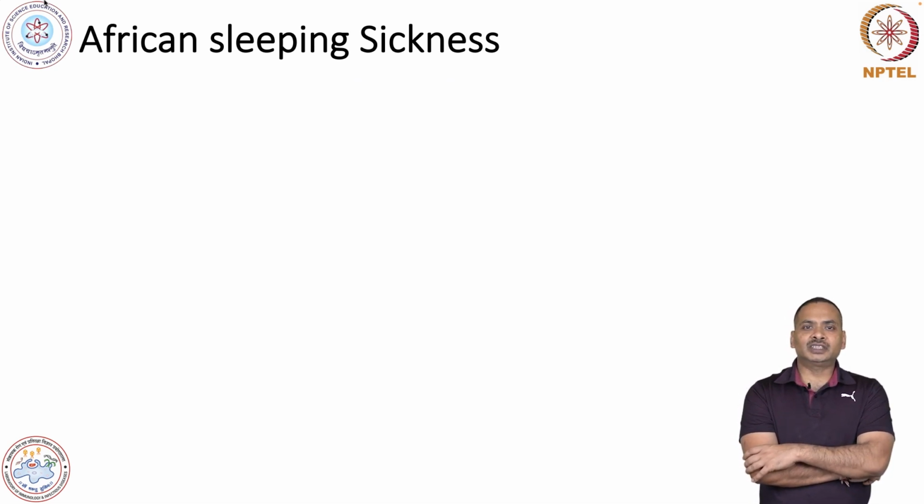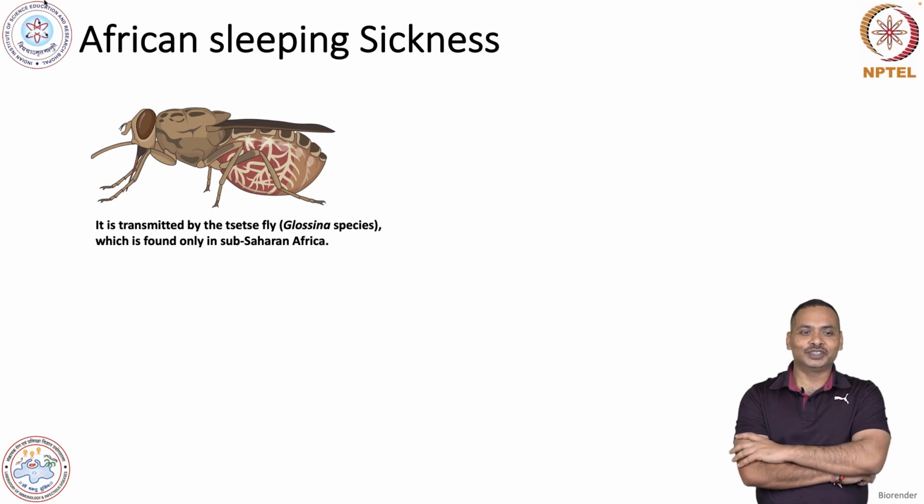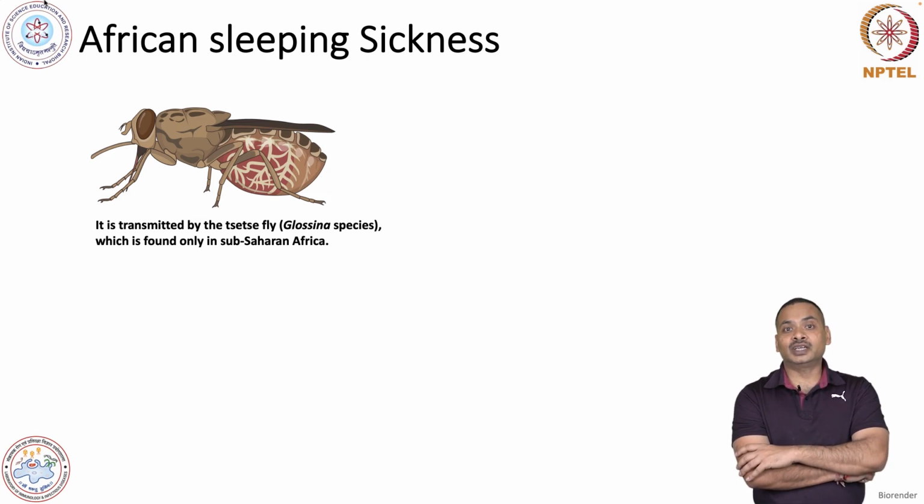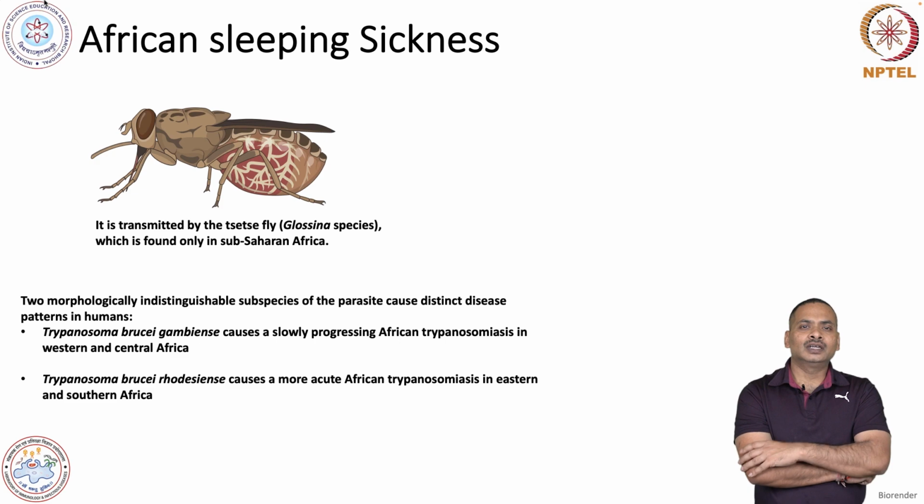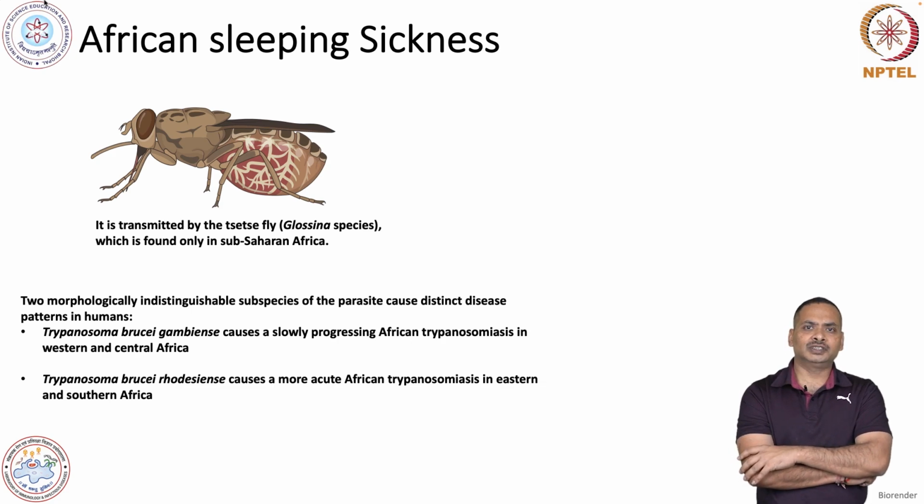So African sleeping sickness is basically transmitted through this arthropod, which we call the tsetse fly. Here the T is silent, just for your information. It is transmitted through the tsetse fly, which is a Glossina species found in sub-Saharan Africa. And there are two morphologically indistinguishable subspecies of the parasite that cause distinct disease patterns in humans.